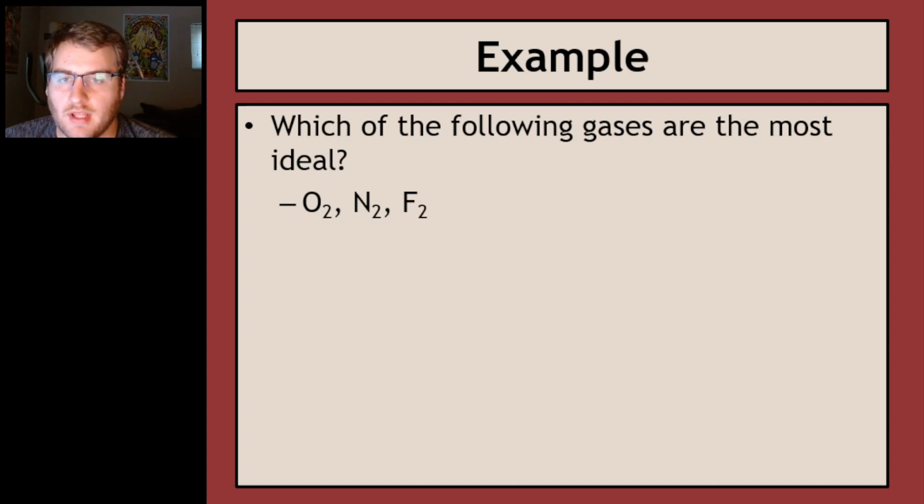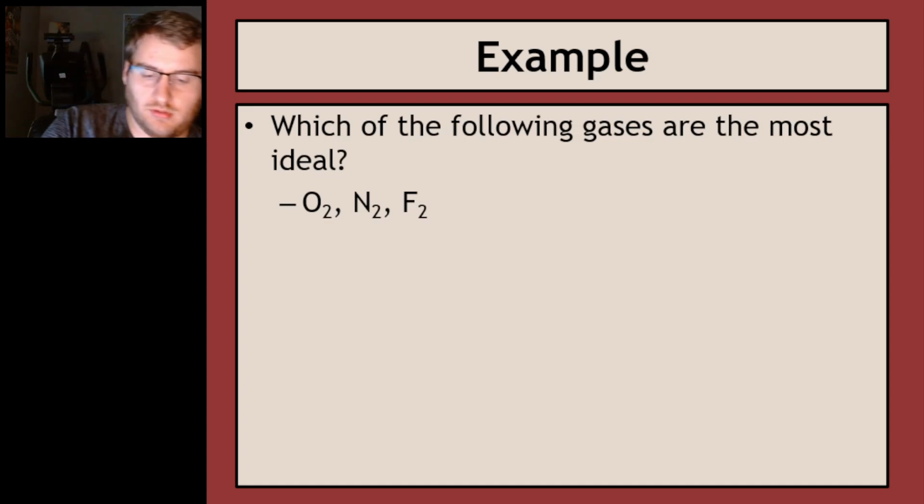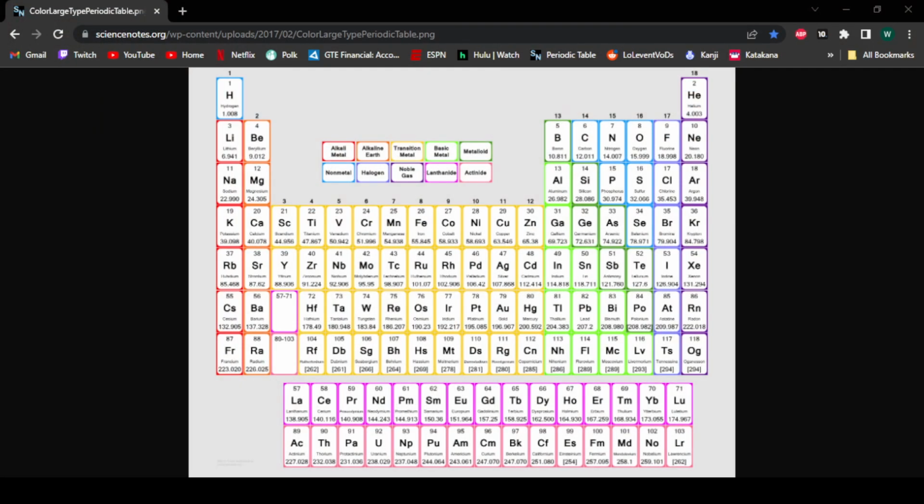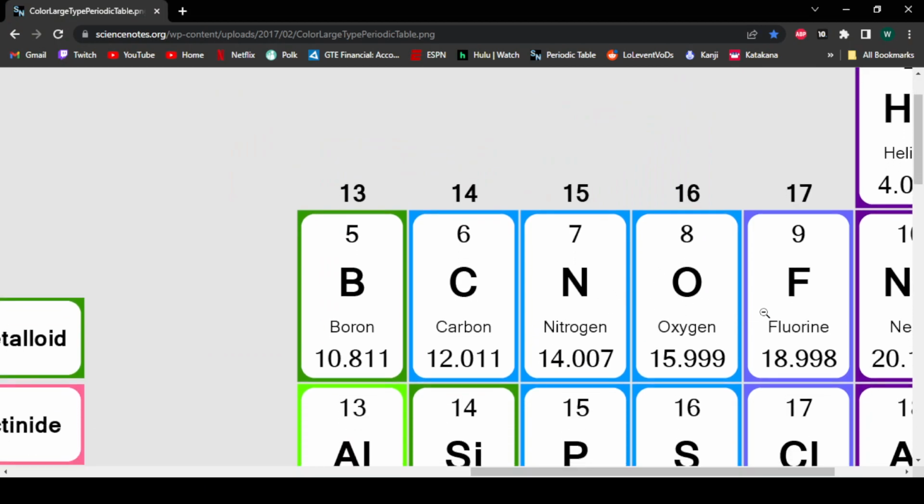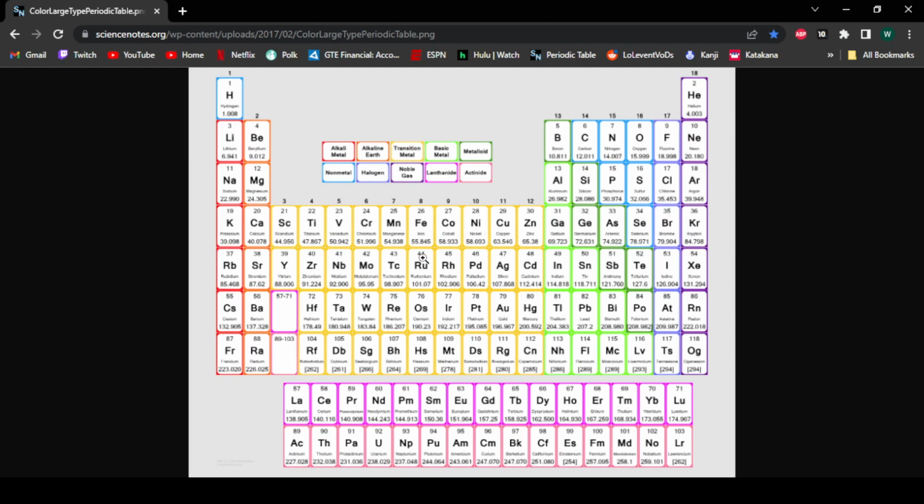Oxygen, nitrogen, and fluorine. Okay, so what we're going to look at in this example is just how big the gases are. The smaller they are, the more ideal they are. So pull up my periodic table. We have N, O, and F, this top right corner. We have to remember our periodic trends a little bit here, but things get smaller as they go up and to the right.